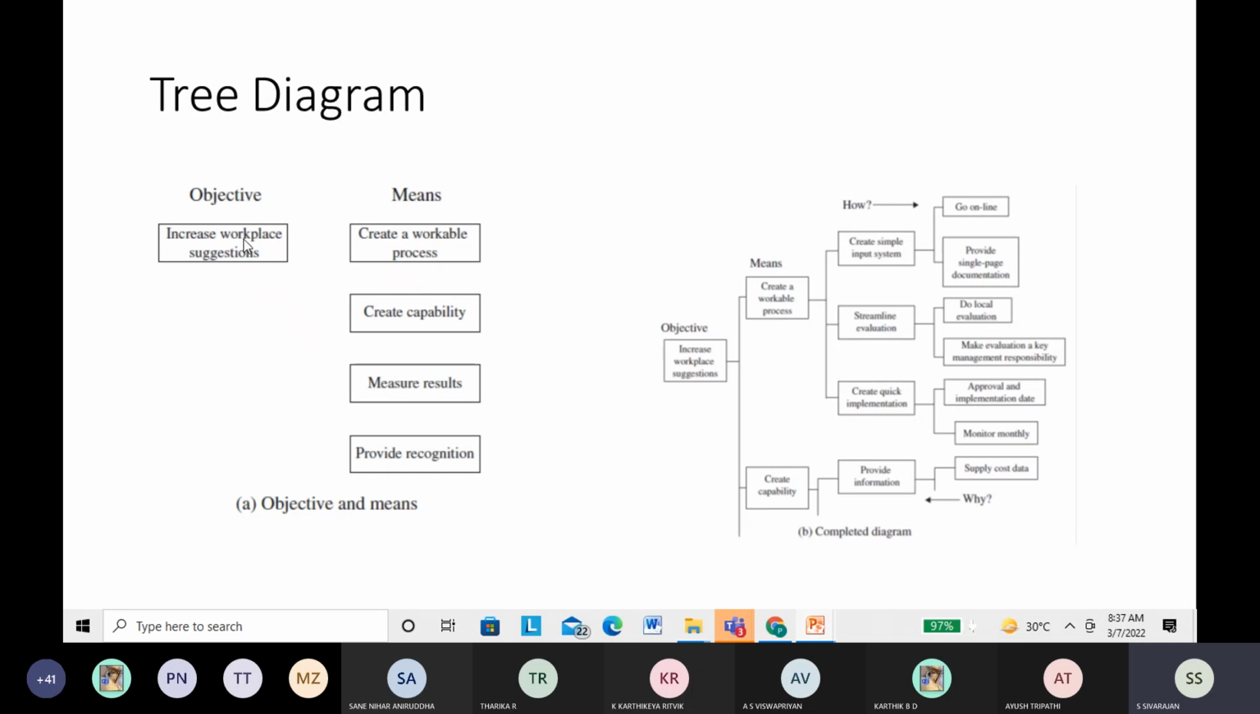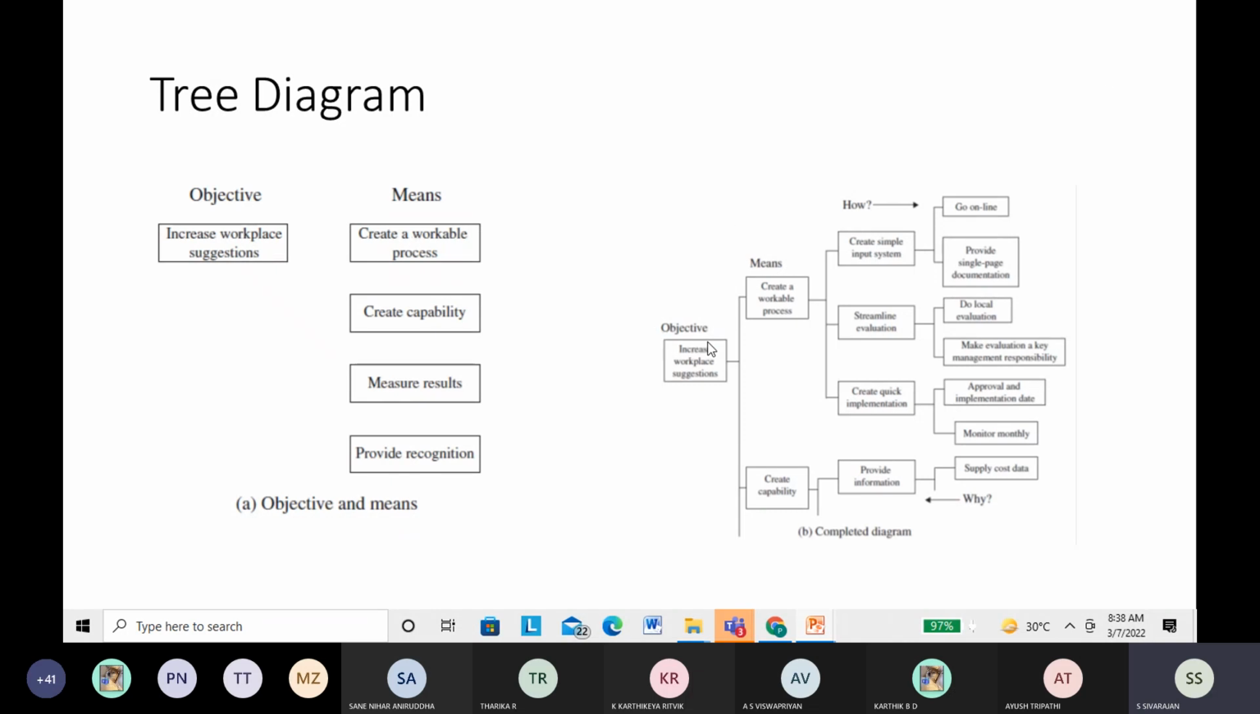Many times with workable suggestions, nowadays, review has become very important. Evaluation and review are very important. In movies, everywhere, everybody depends so much on review and evaluation. So do local evaluation, make evaluation a key management responsibility. And nowadays that is the problem: many times people are not ready to review. And then the quick implementation. This way, you try to construct a tree diagram.